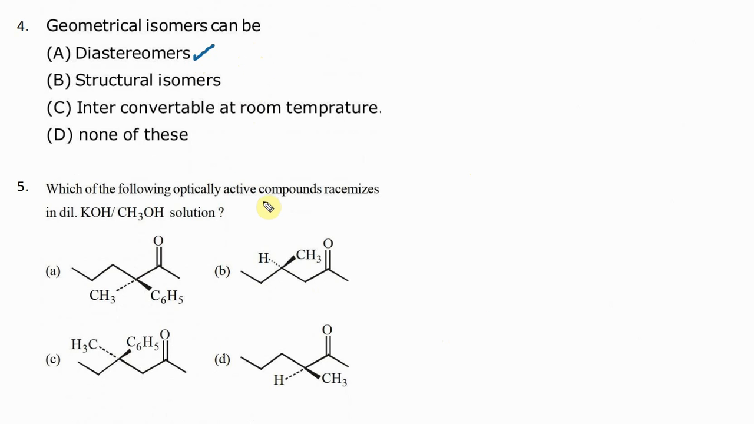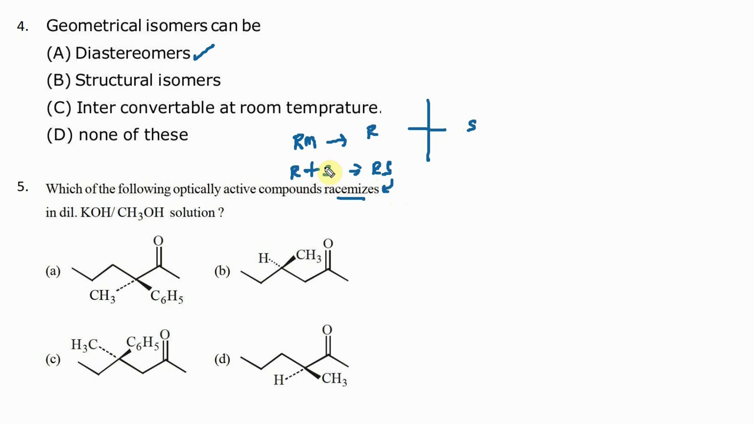JEE Advanced level. Which of the following optically active compounds racemizes in dilute KOH CH3OH solution? What it means is, I said a word in our lecture. Racemic mixture-ஐ தனித்தனியா R தனியா S தனியா நம்ம பிரிக்கிறோம்னா அது பேரு resolution. Okay? Optical resolution. Now R தனியா S தனியா இருக்கிறத RS மாத்துறோம்னா R plus S. Okay, let's put it this way. RS இருக்கிறத R and S தனியா பிரிக்கிறோம்னா resolution. R உம் S உம் தனியா இருக்கிறத RS மாத்துறோம்னா racemization.